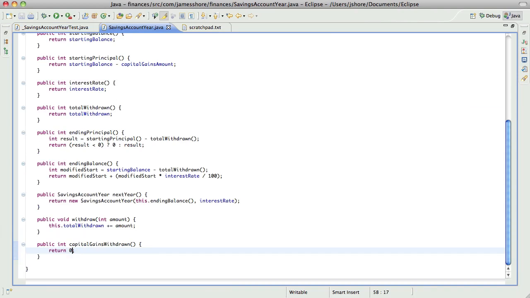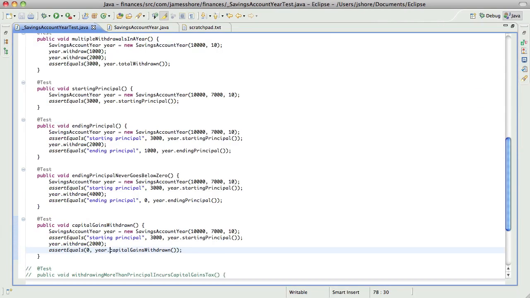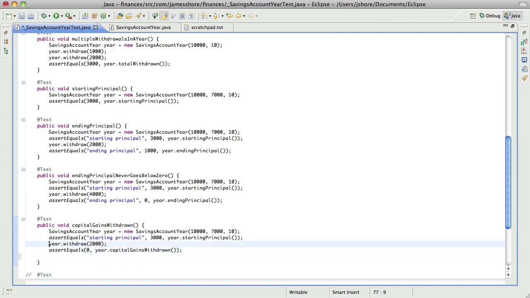It's going to pass. I just put in 0 as a placeholder. It will pass because that is actually the right answer. You know what? Let's not do it that way. Let's withdraw 4,000 so we can have a failing test and assert that $1,000 was the total capital gains withdrawn.